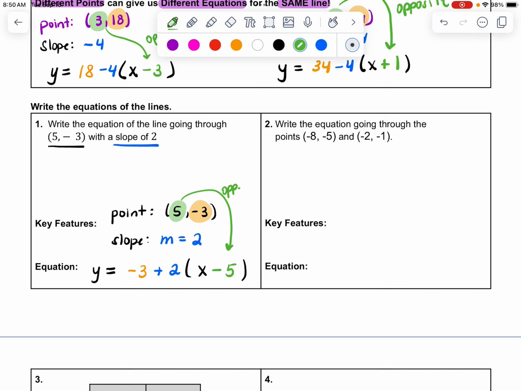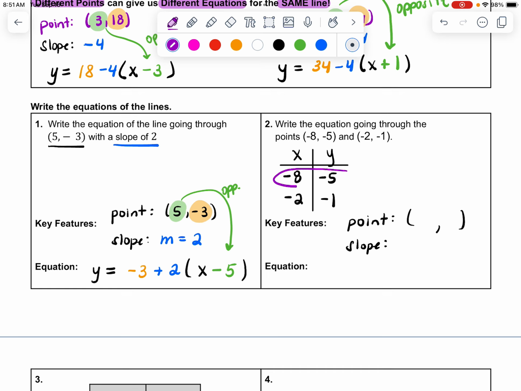Let's try that again, but let's use 2 points instead of a starting point and a slope as our given information. So problem number 2 says write the equation going through these 2 points. Whenever I'm given 2 points, I know I'm going to make a little mini table so that it's easier to find the slope. My first point is (-8, -5), and my second point is (-2, -1). Now I still need to identify a starting point and a slope as my key features. My starting point can be either one of the points from the table. I'm going to use the first one.